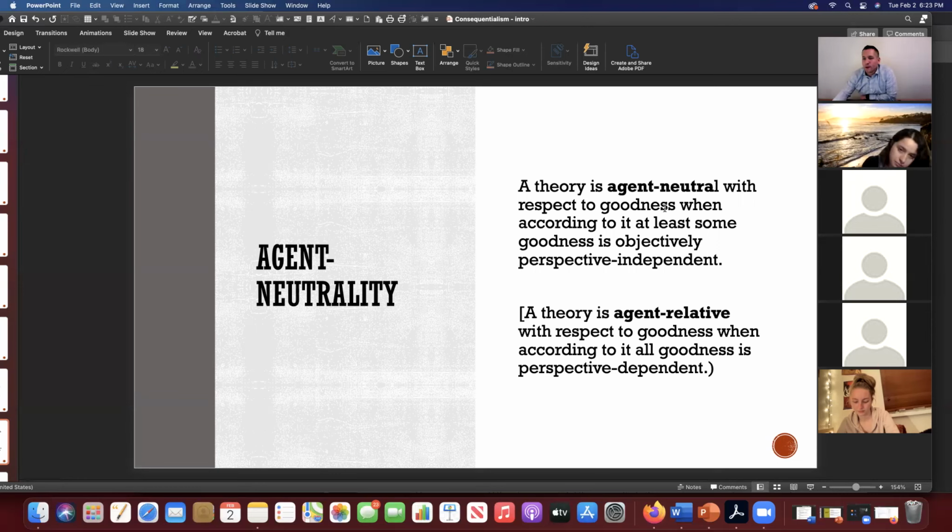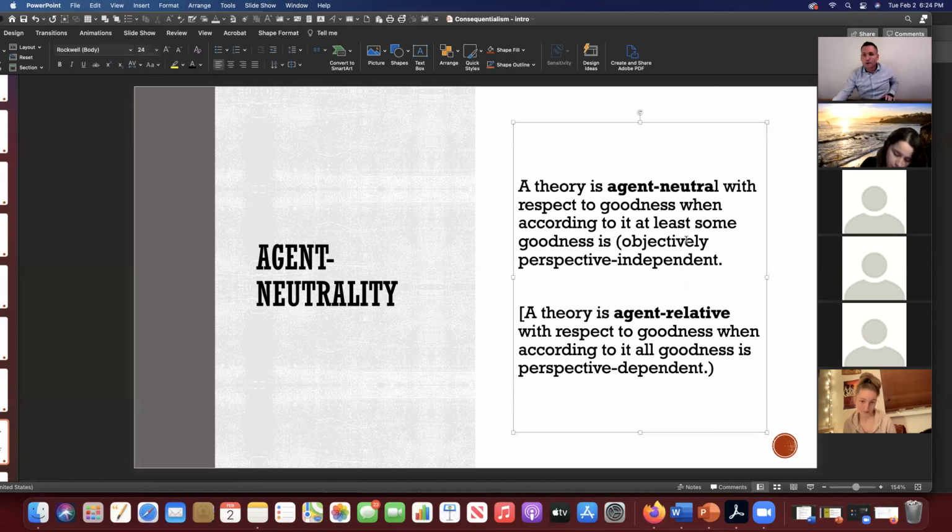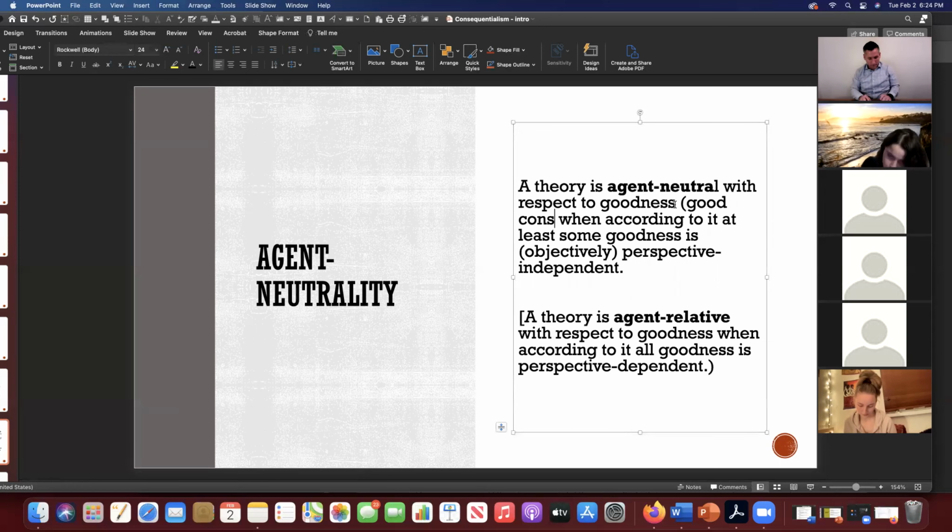So here I just try to capture what I was claiming using the original trolley case, what it means for a theory to be agent neutral with respect to goodness or good outcomes. A theory is agent neutral with respect to goodness or good outcomes when, according to it, at least some goodness is (objectively) perspective independent. So there's a kind of perspective independence when we think about agent neutrality. That might be an easy way of thinking about it.